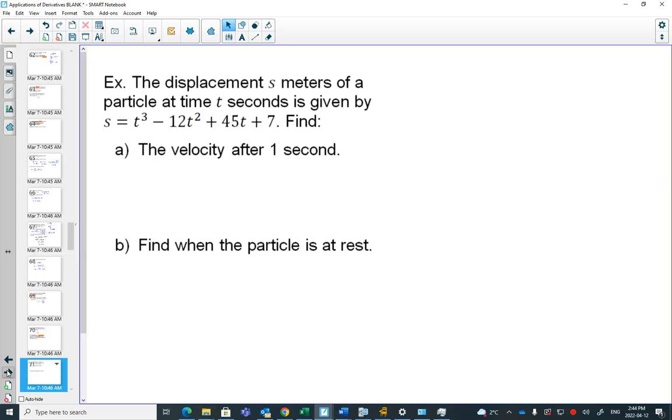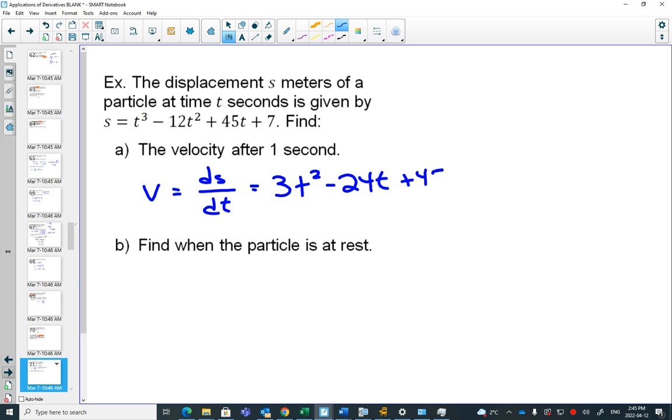So we have some object. Its displacement is given by this function. So again, the key thing in understanding a kinematics question is, which equation should I use to figure this out? Question 1 is asking velocity. Chances are you want to use your velocity equation, which we don't have, but we can find by taking the derivative of displacement with respect to time. That would give us 3t squared minus 24t plus 45.